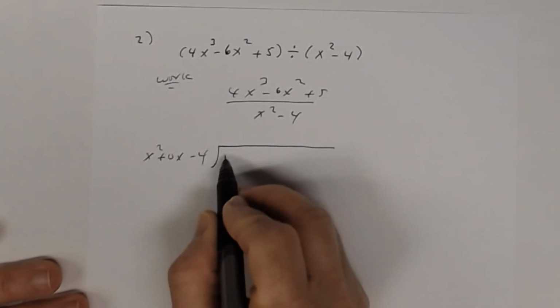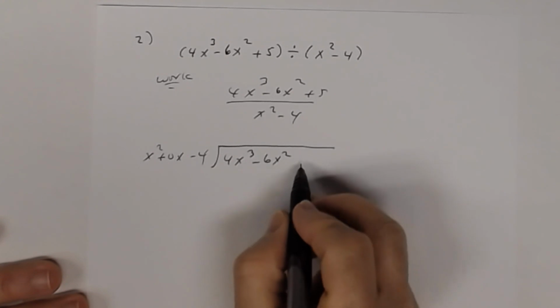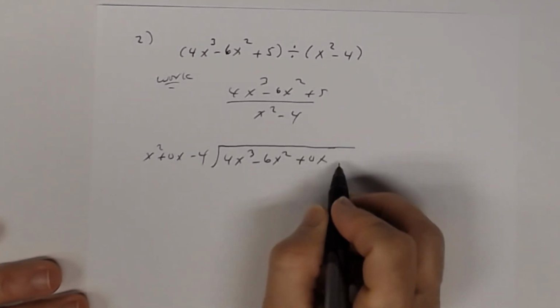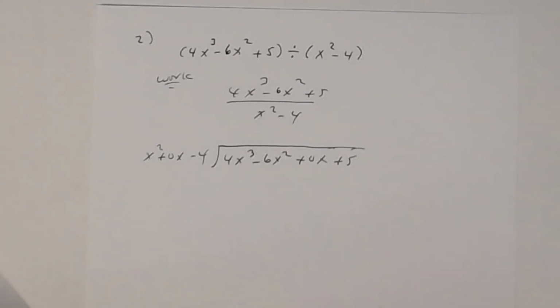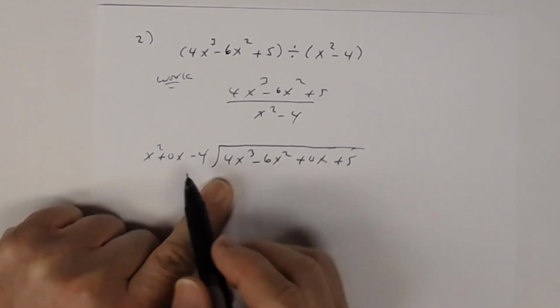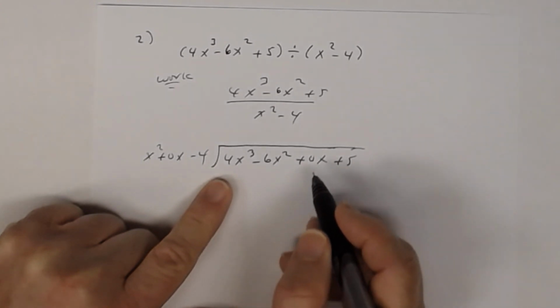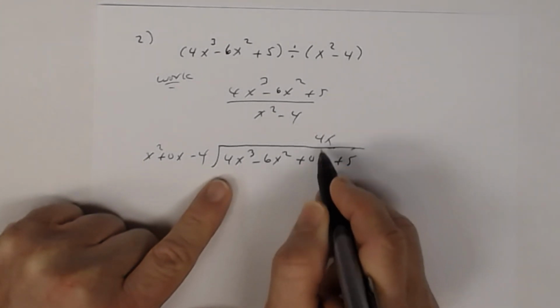So I have 4x cubed minus 6x squared. The x term's missing, so plus 0x and then plus 5. Okay? All right, so now we're going to do long division. 4x cubed divided by x squared is just 4x, right? It's just 4x. And put that over the x column.